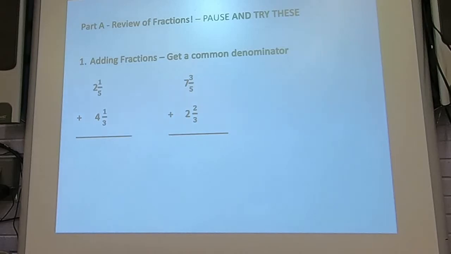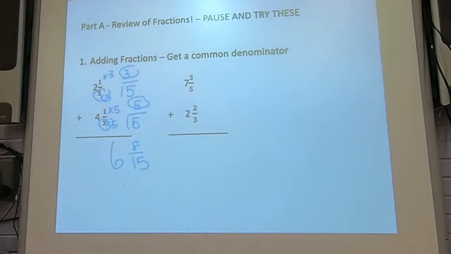Alright, so the first thing I have to do is find a common denominator. 5 and 3. So 15. And 5 times 3 is 15, so I have to do the top times 3. Bottom 3 times 5 is 15, so I have to do the top times 5. So add numerators only. 5 plus 3 is 8 over 15. 4 plus 2 is 6.